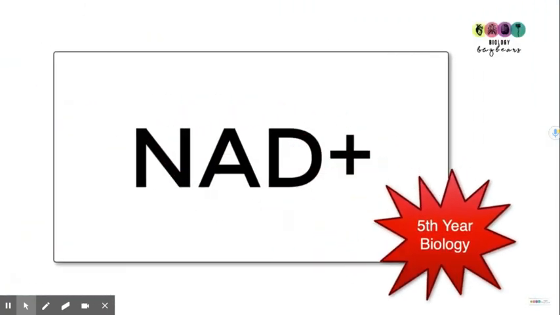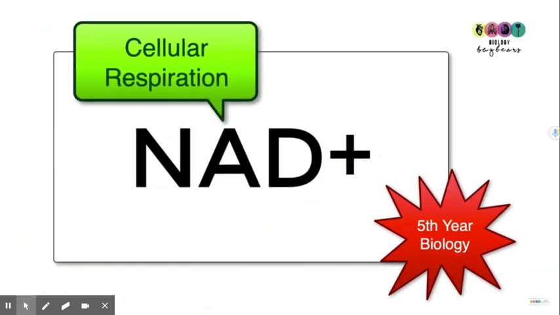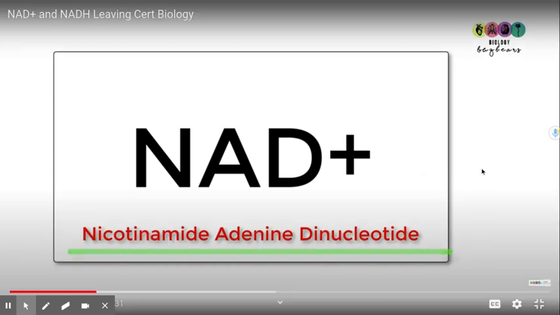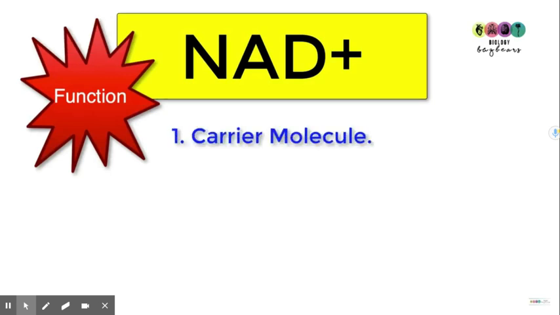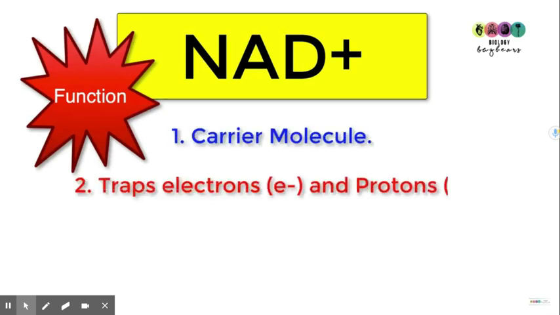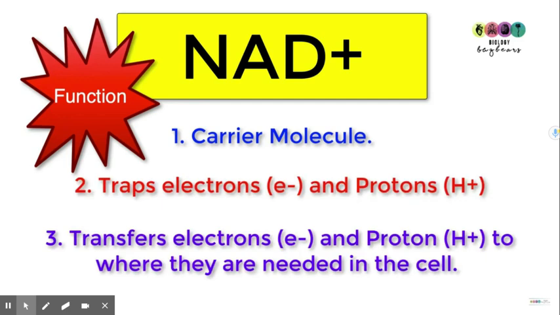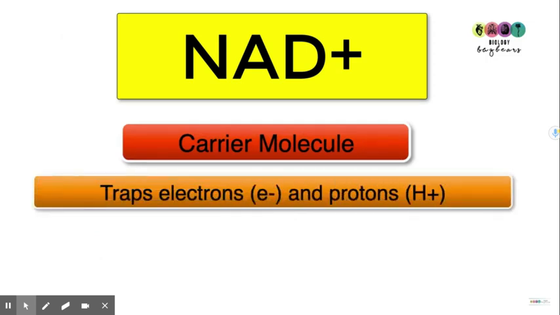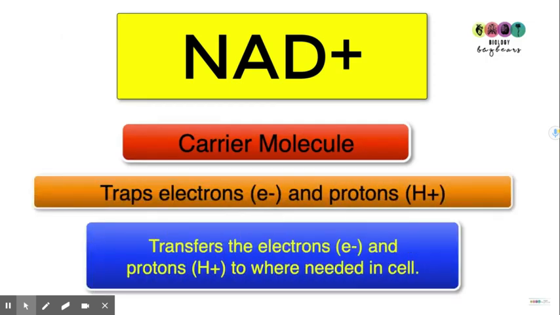This video is covering NAD+, and it's made for my 5th year biology class to help them understand this particularly important molecule in preparation for studying cellular respiration. It's really important that you know the full name of the molecule. It's nicotinamide adenine dinucleotide. NAD+ is a carrier molecule. It traps electrons and protons and transfers them to where they're needed in the cell. And that's the best way of describing it. State that it's a carrier molecule, state that it traps electrons and protons, and finally that it transfers those electrons and protons to where they're needed in the cell.